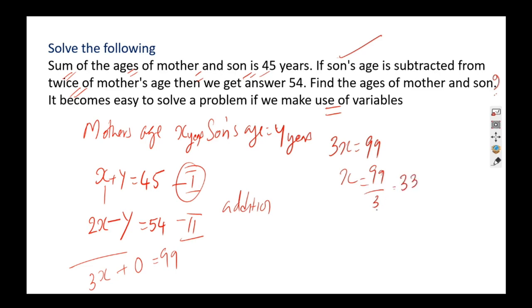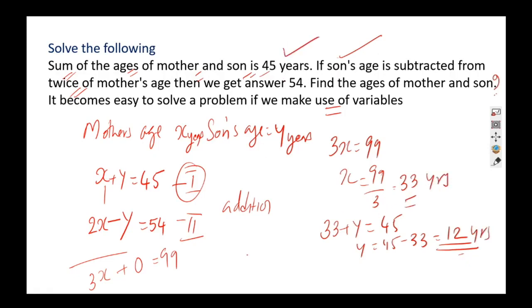We got x. x is nothing but mother's age. Mother's age plus son's age is equal to 45, so y is equal to 45 minus 33, which is equal to 12. So mother is 33 years, son is 12 years. Total is 45 as given. And if you take twice that of mother, 2 into 33, which is equal to 66, then subtract son's age, 66 minus 12, you will get 54. So we could check it also.